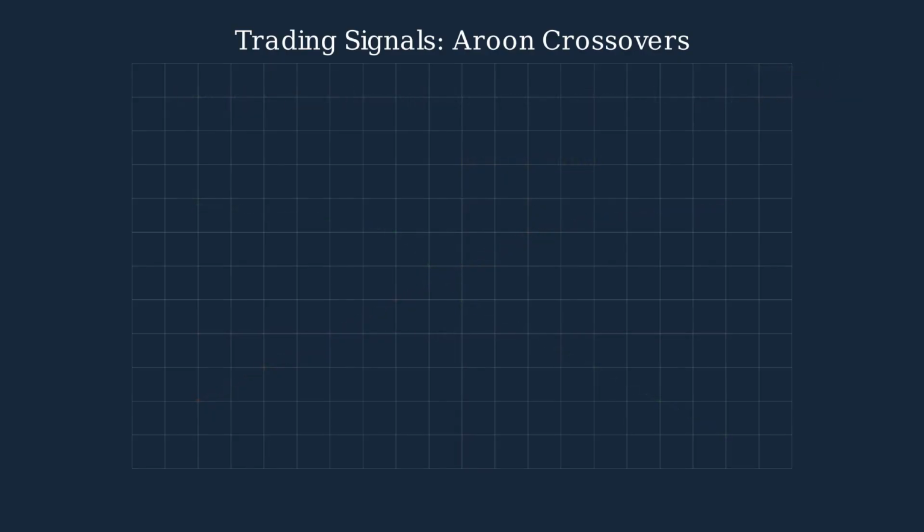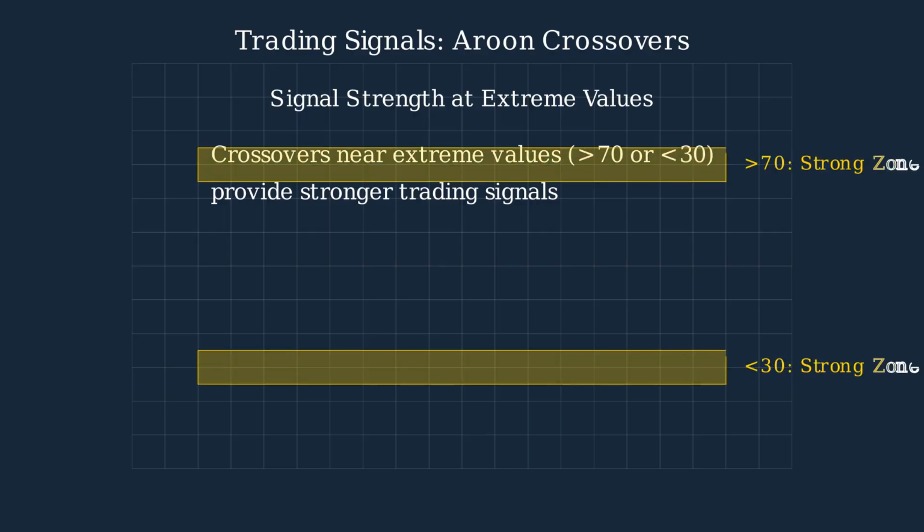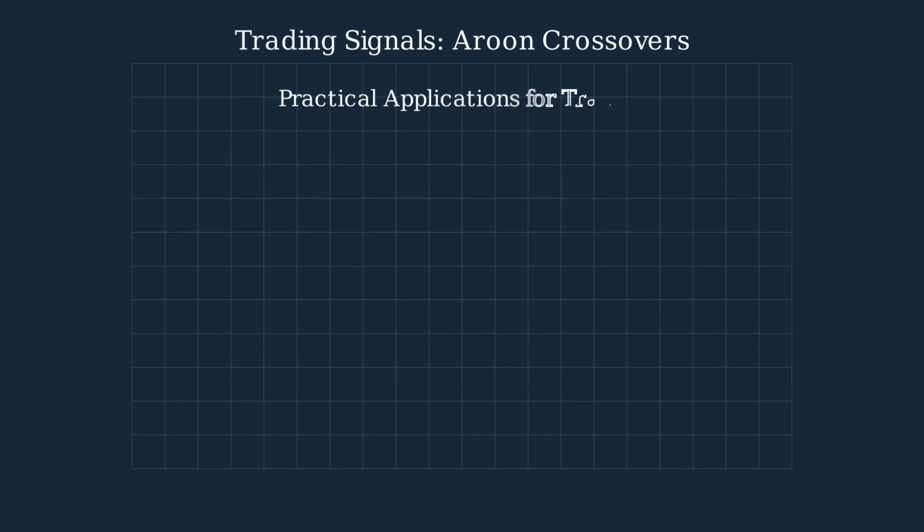The strength of these trading signals increases significantly when crossovers occur at extreme values. Crossovers above the 70 level or below the 30 level are considered particularly strong signals for potential trend reversals. Traders often use these crossovers as entry or exit points in their trading strategies.